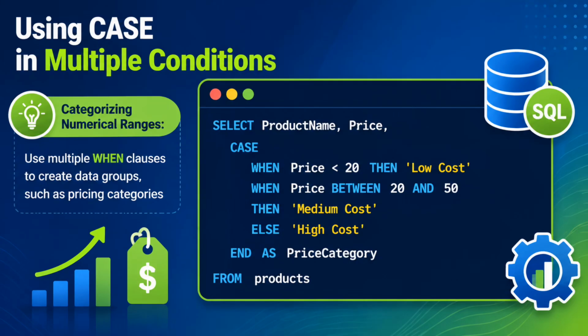Using CASE in multiple conditions is a powerful SQL technique for categorizing numerical ranges into meaningful groups. In this example, we classify product prices into 3 categories. If the price is less than 20, it's labeled as low cost. If the price falls between 20 and 50, it becomes medium cost. And if the price is above 50, it's categorized as high cost. This approach is extremely useful for pricing analysis, customer segmentation, inventory grouping, and business reporting.